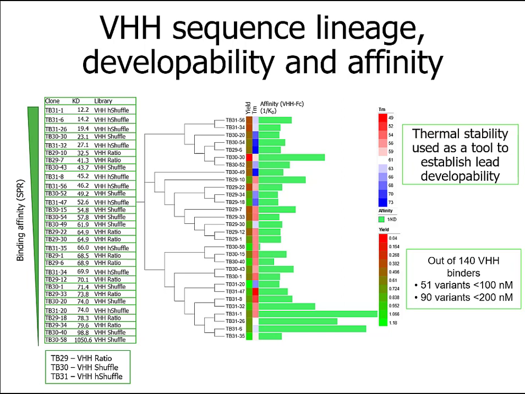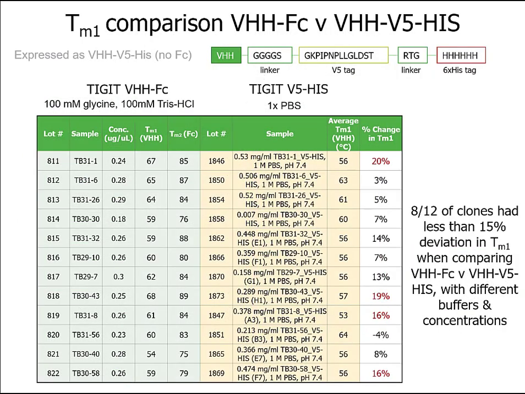In general, we find lots of leads that have high affinity, good high thermal stability, as well as low thermal aggregation propensity. Another thing that we did is we also wanted to assess the thermal stability of the VHH on its own as compared to the VHH coupled to Fc. Shown here, we expressed and purified both forms of the protein and then compared their thermal stability. In general, we see a really nice correlation between the thermal stability of the VHH coupled to Fc versus the VHH expressed without the Fc. We don't see a huge change in the thermal stability as it's coupled to Fc.